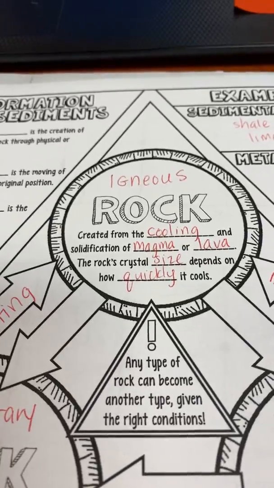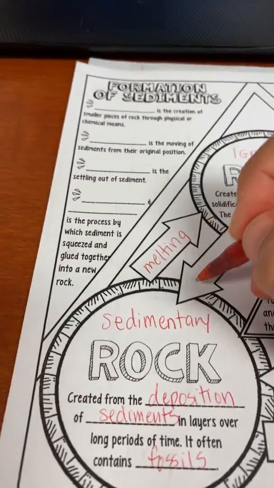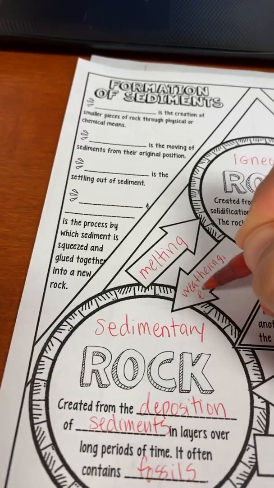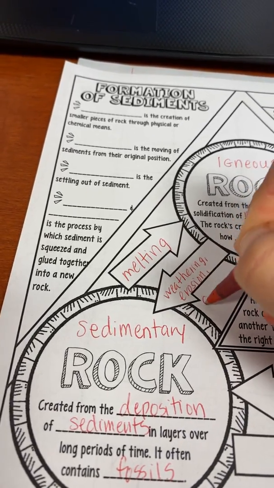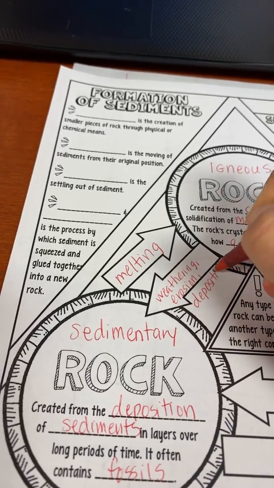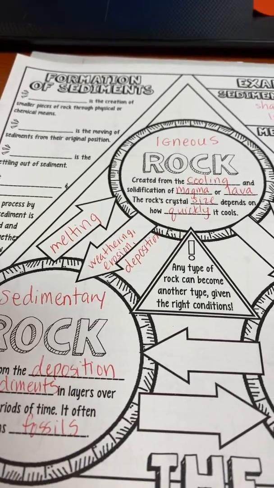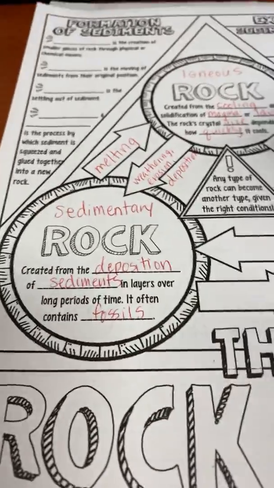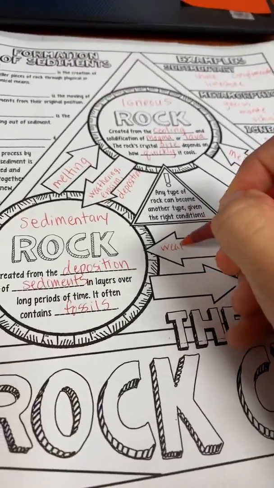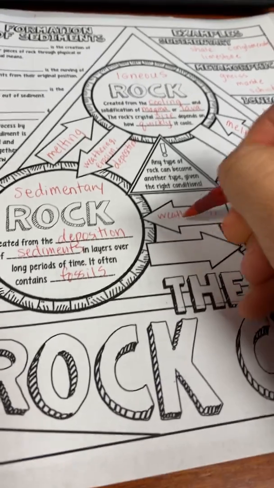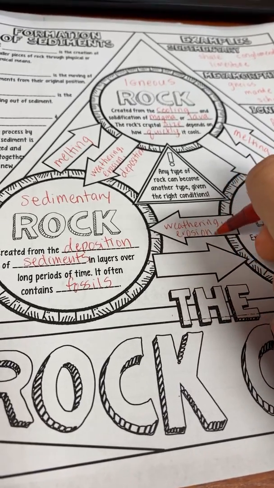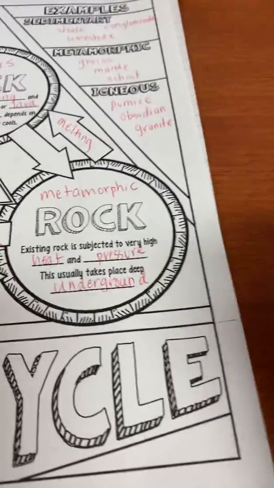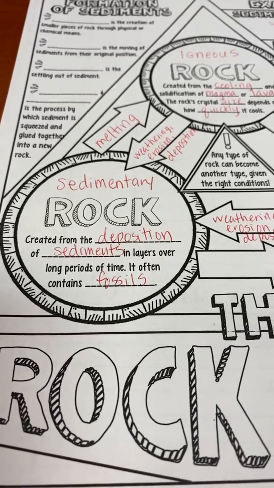Well, if we want to go from an igneous rock to a sedimentary, we might have some weathering or erosion or deposition that's occurring. Same thing, if we go from metamorphic to sedimentary, the same things could happen. If there was weathering, erosion, or deposition, a metamorphic rock could become a sedimentary rock.